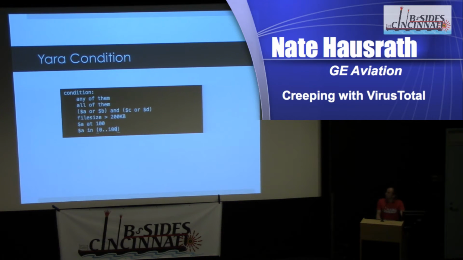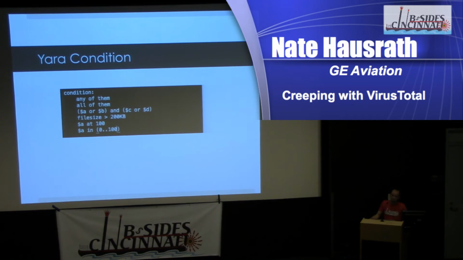And then our conditionals. So I actually made a mistake here that I just noticed. All of them isn't a thing. So any of them is a thing. I use any of them. So then we got like A or B and C. So you can do your typical logical groupings, right? You can specify the file size, like maybe you want files that are greater than 200 kilobytes.